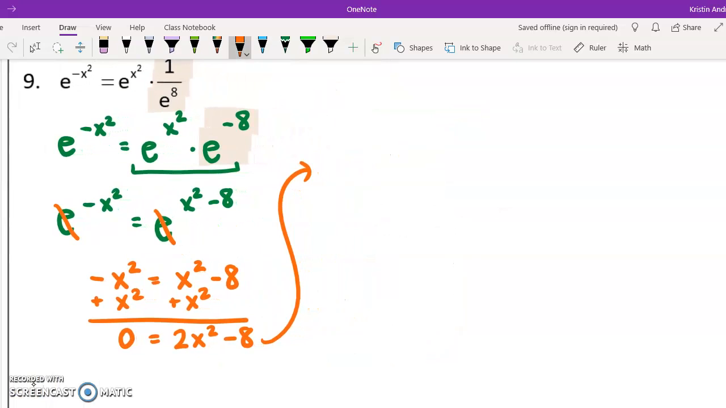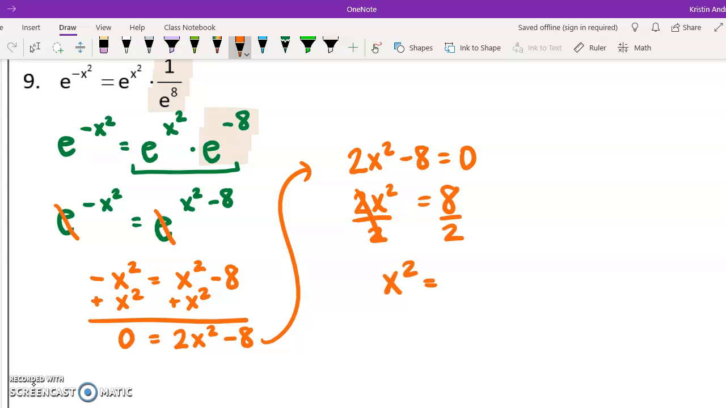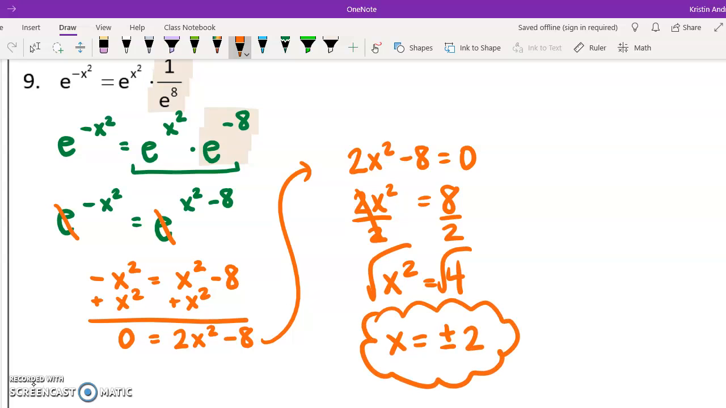And then since this is a quadratic that doesn't have a linear term or a single x term, I'm going to rewrite this here, 2x squared minus 8 equals 0. I'm going to move the 8 to the other side by adding it over, dividing both sides by 2, and then I'm going to take the square root, which means that x would equal plus or minus 2. Both answers will work.